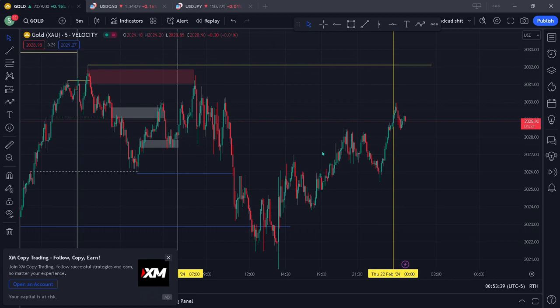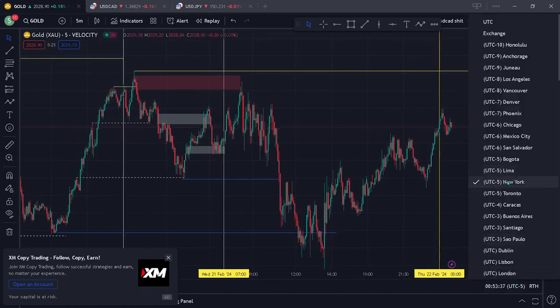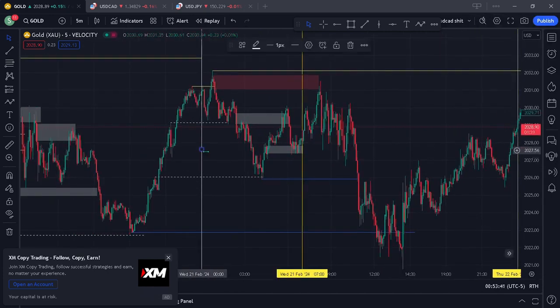Okay, fellow traders, market review for gold in the 5-minute chart using ICT strategies. And as always, first things first, make sure your chart is set to New York. Once you have that, you want to add a line at 12 midnight for the beginning of the day's trading, and you want to add another line at 7 a.m. Once you have that, everything on the left hand side of 7 a.m. becomes your London session.